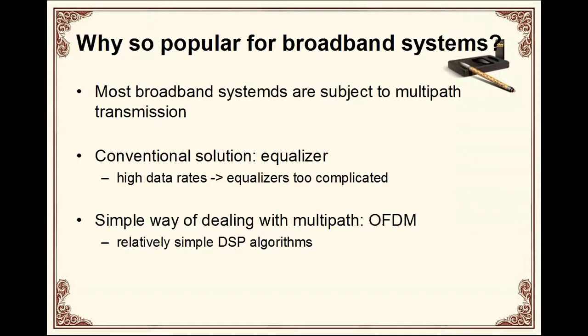Why is OFDM so popular for broadband systems? Because most broadband systems are subject to multipath transmission. One of the conventional solutions is the equalizer. But the higher the data rate is, the more complicated the equalizer will be. OFDM is a simple way of dealing with multipath because it has relatively simple DSP algorithms.